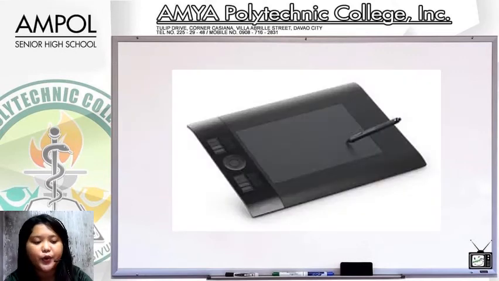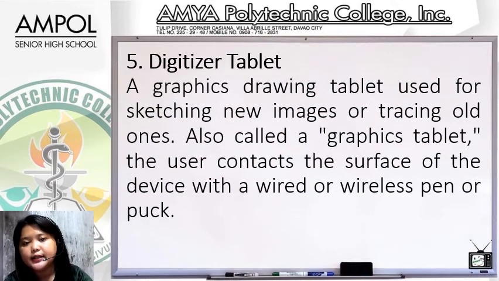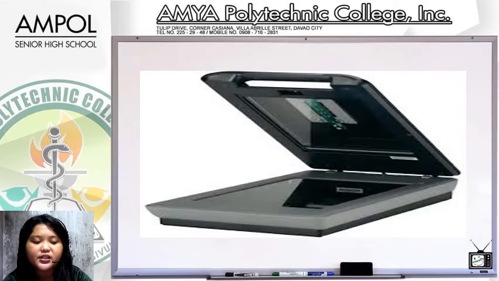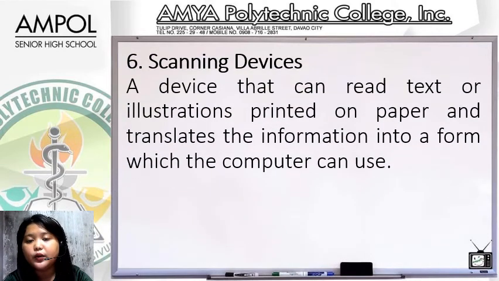Next, this one is a digitizer tablet. A digitizer tablet is a graphics drawing tablet used for sketching new images or tracing old ones, also called a graphics tablet. The user contacts the surface of the device with a wired or wireless pen or puck. And the sixth picture is the scanning device, also an input device. This is a device that can read text or illustrations printed on paper and translate the information into a form which the computer can use.